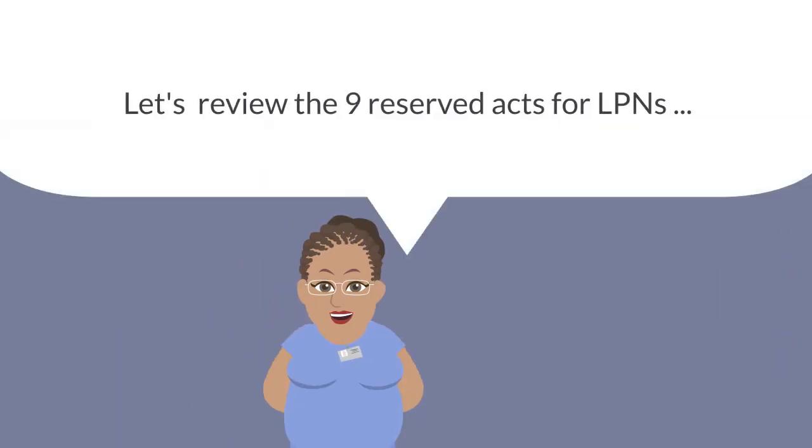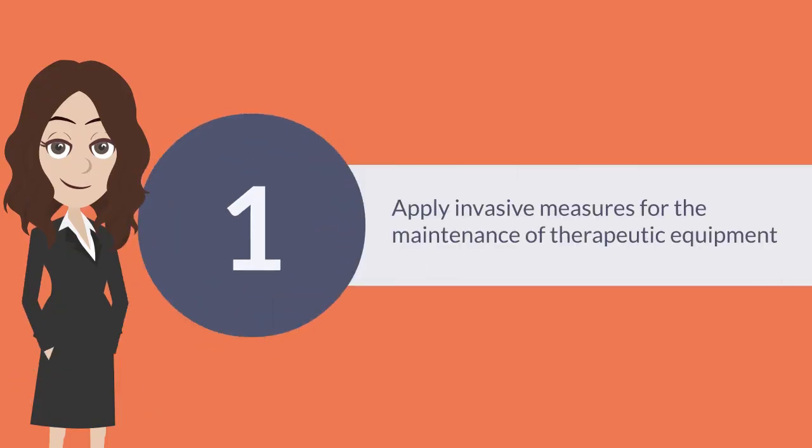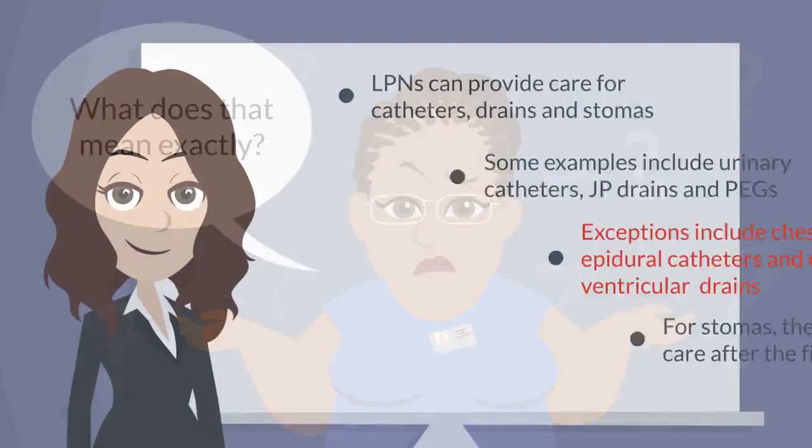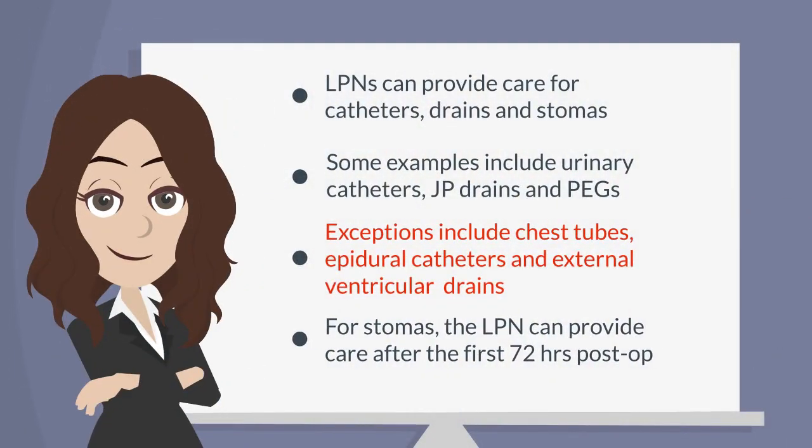Let's review the 9 reserved acts for LPNs. 1. Apply invasive measures for the maintenance of therapeutic equipment. What does that mean exactly? LPNs can provide care for catheters, drains, and stomas. Some examples include urinary catheters, JP drains, and PEGs. Exceptions include chest tubes, epidural catheters, and external ventricular drains. For stomas, the LPN can provide care after the first 72 hours post-op.